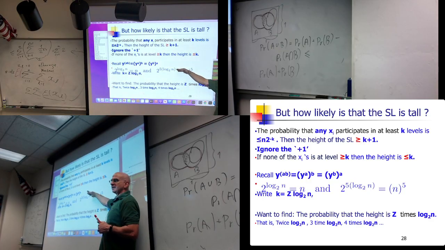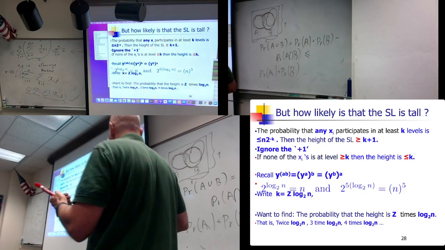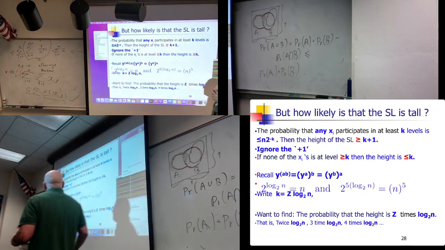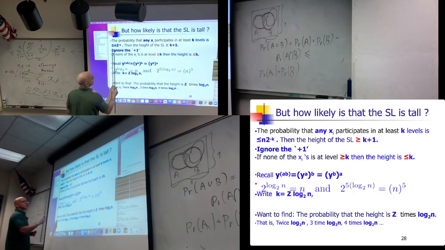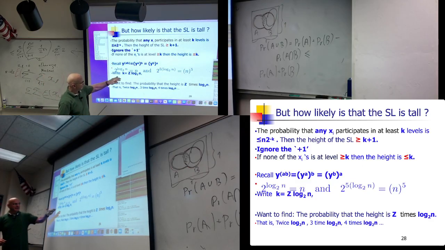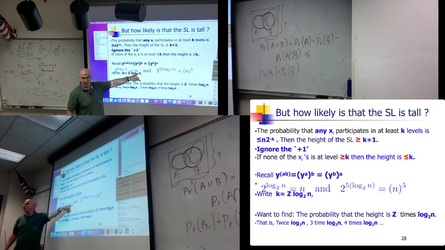And there is nothing complicated here. People start to look desperate, and it's really not needed. So what I said so far was true for any level k. But let's see when it has any teeth. So I'll write k equals z, another variable, times log to the base 2 of n.